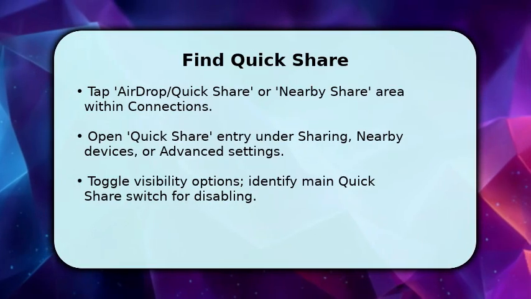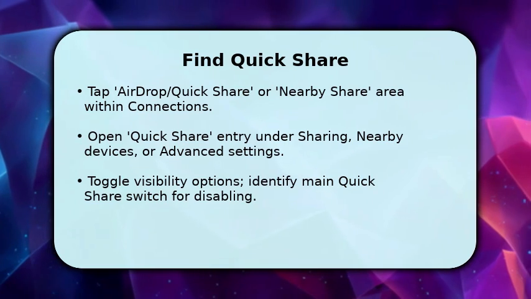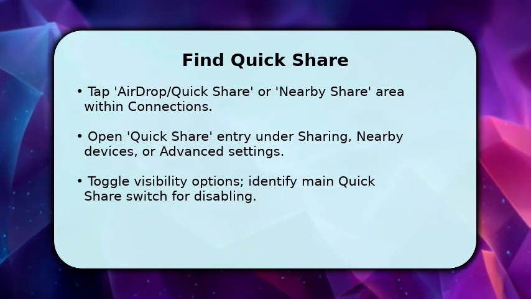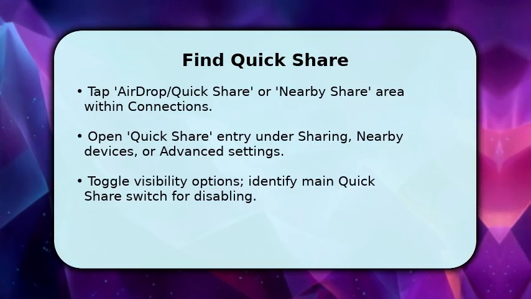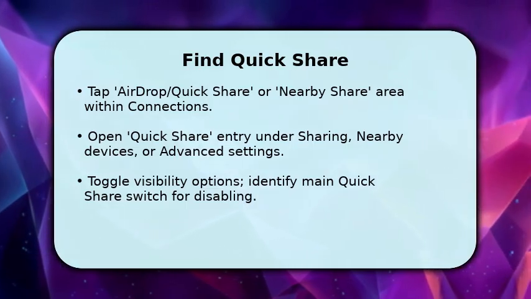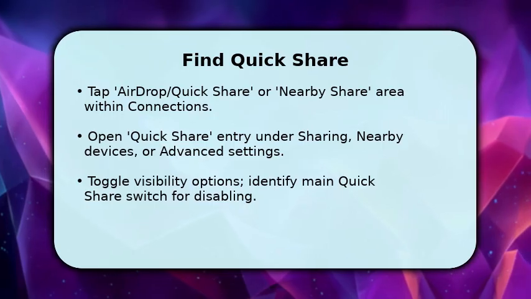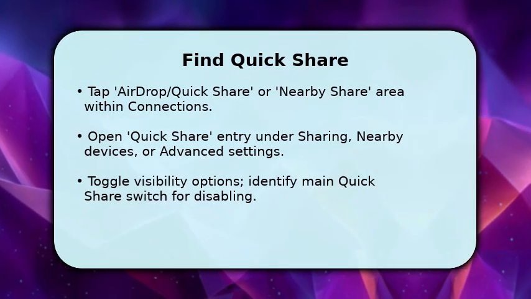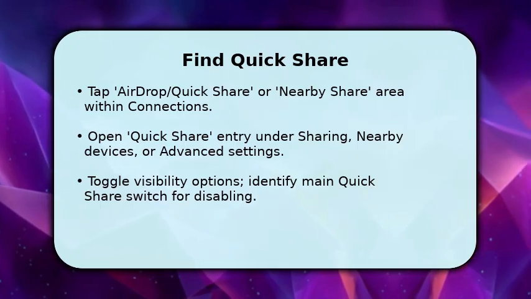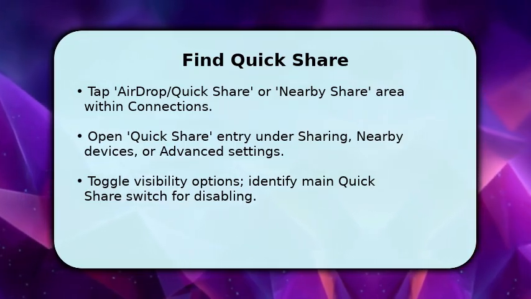Now you locate Quick Share. Within connections, tap the nearby or sharing area. Labels vary by OxygenOS version. Once inside, look for Quick Share or Nearby Share. Open that pane to view visibility and receive settings. You'll see a master switch and options like Everyone, Contacts, or Hidden. These control who can see your device.